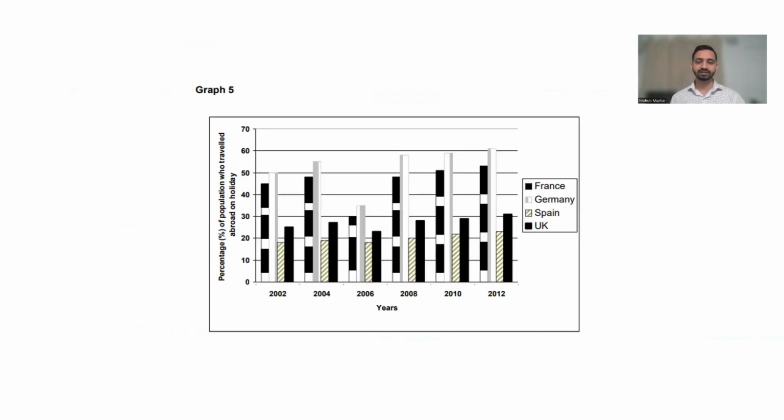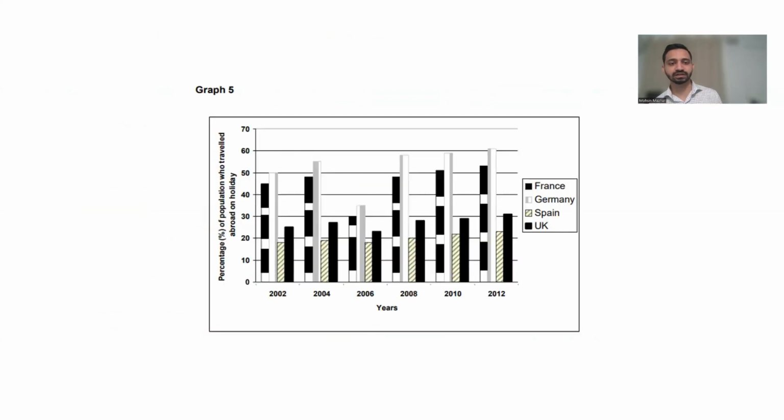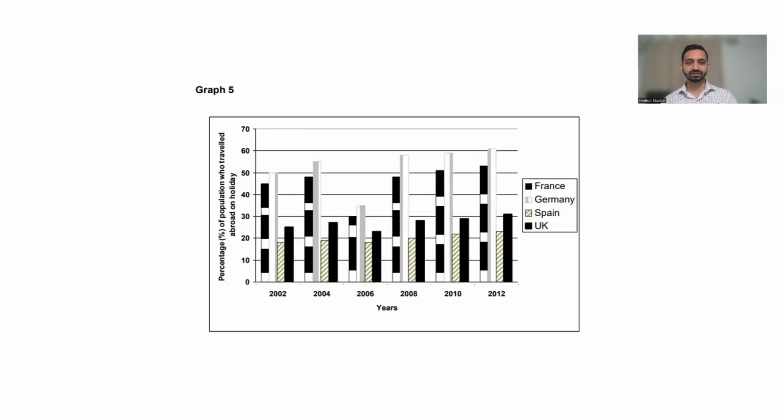Let's look at graph number 5. Is that correct? So you can see in 2006, you can straight away see that it has the lowest number in 2006, right? In all countries. And then it says Germany has the highest percentage. That's true. You could see, in all years, Germany has the highest percentage. And then the first one, general increase, yes, it has a general increase. And that matches graph number 5.